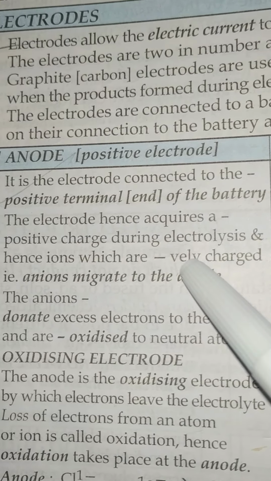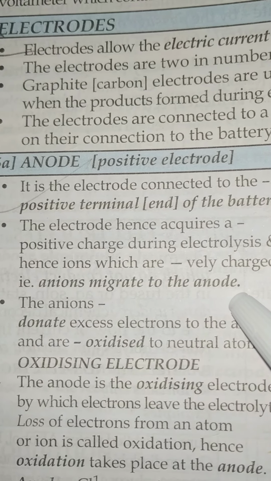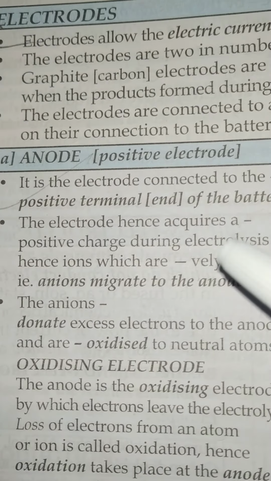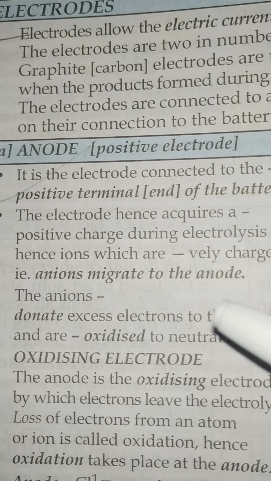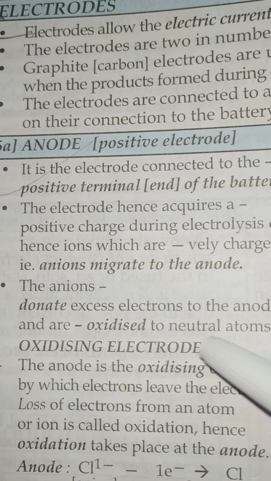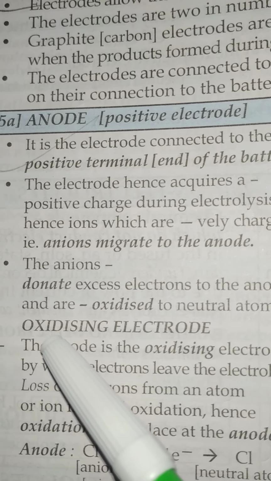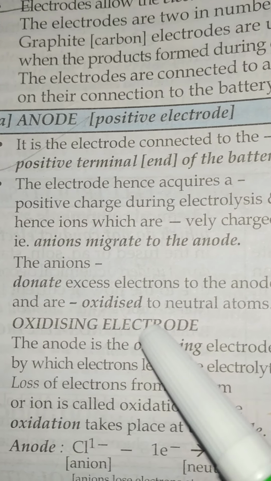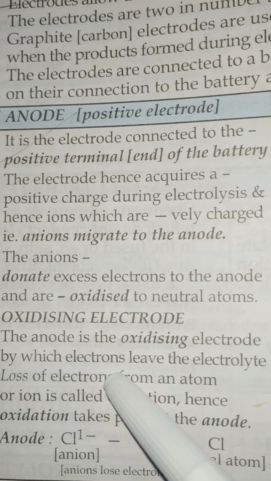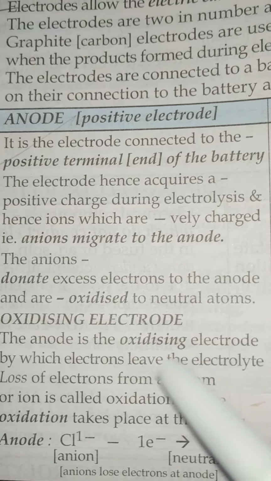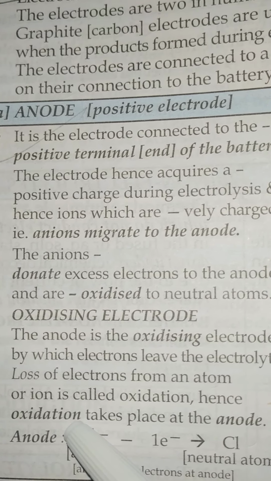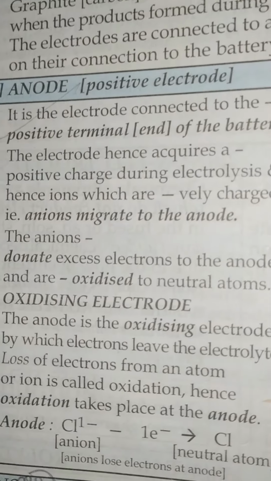That's why all the negatively charged ions will migrate towards the anode, because there will be an attraction between the positively charged and the negatively charged ions, and the anions donate excess electrons to the anode and are oxidized to neutral atoms. Anode is known as the oxidizing electrode. Why? Because the anode is the electrode by which electrons leave the electrolyte. Through this, the electrons will leave the electrolyte, so the oxidation reaction will take place at the anode.